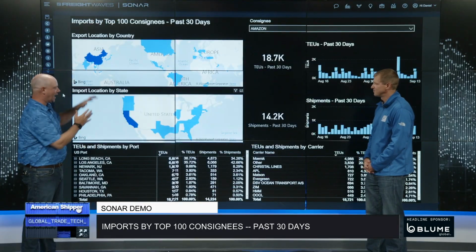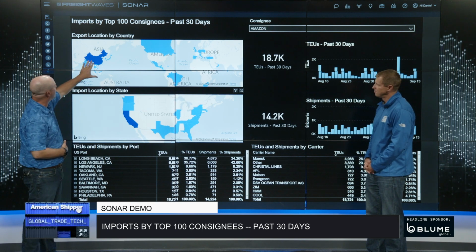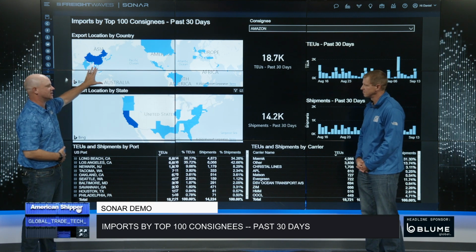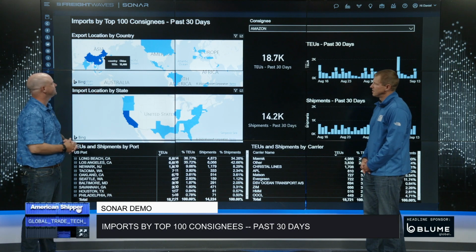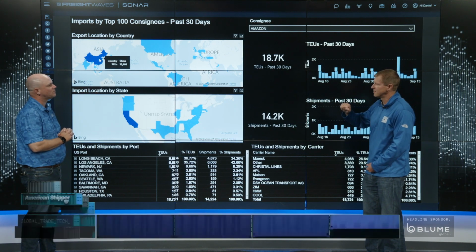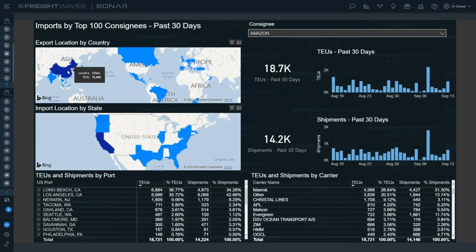Tell me a little bit more about what I actually see here on screen. So up here, we've got export location by country. What does that mean exactly? So basically on the bill of lading, it's going to state it came from China. It could originate in a port of China or somewhere around there, or it could originate inland. But regardless, that is where that freight is going to originate before it gets on the water, before it comes to the United States. Got it.